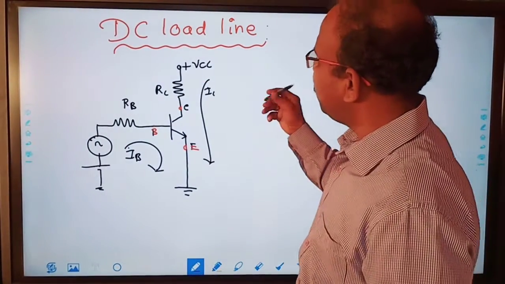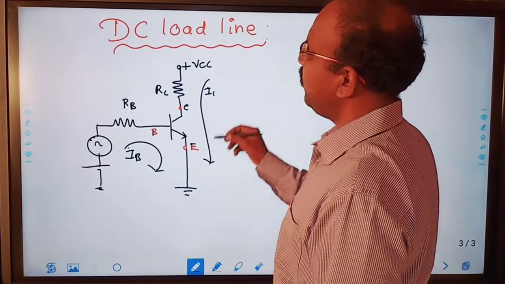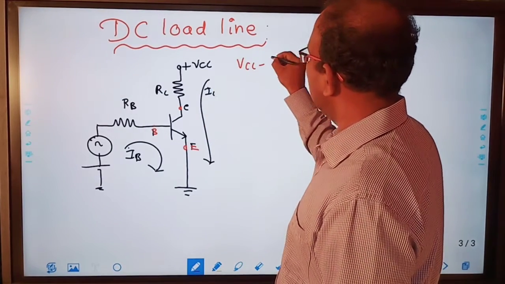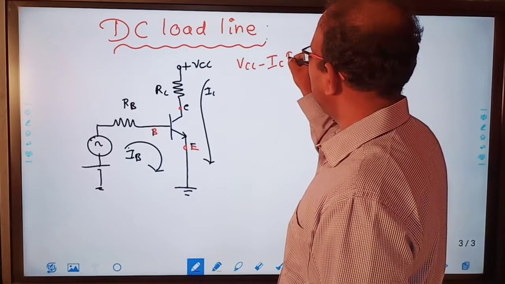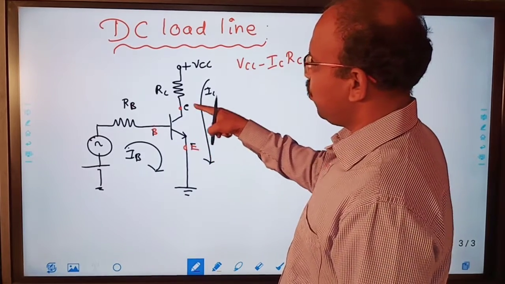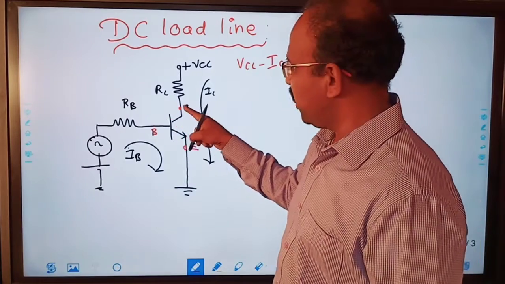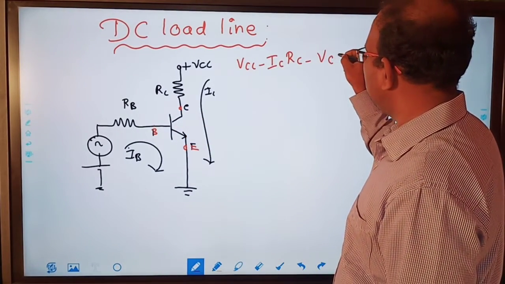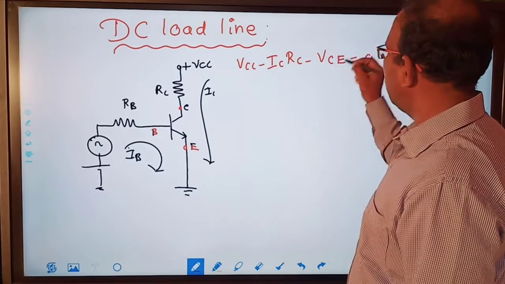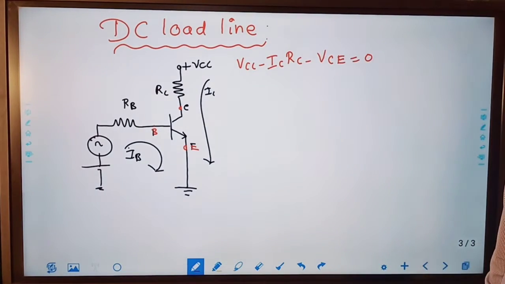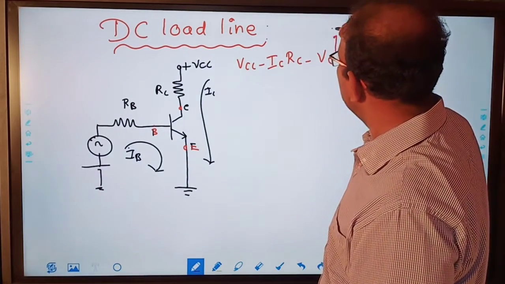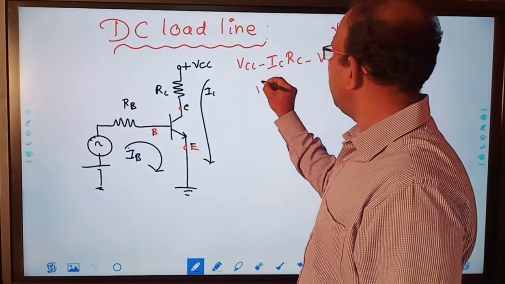Here I write the output equation: VCC minus ICRC. What is the drop across this? We don't know, so we can assume the collector to emitter drop, minus VCE, equal to 0. So what is the output? This is the output voltage. VC is the output. Correct?